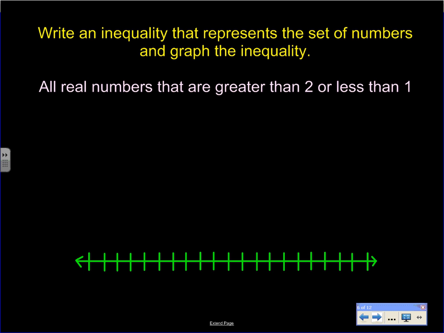This says all real numbers that are greater than 2. So you say x is greater than 2, or all real numbers that are less than 1. Yeah. This is an or, so you cannot put those together like we did with the and. So let's go ahead and graph this here. We're going to start out with 0, 2, 4, and we'll put a -2 there.